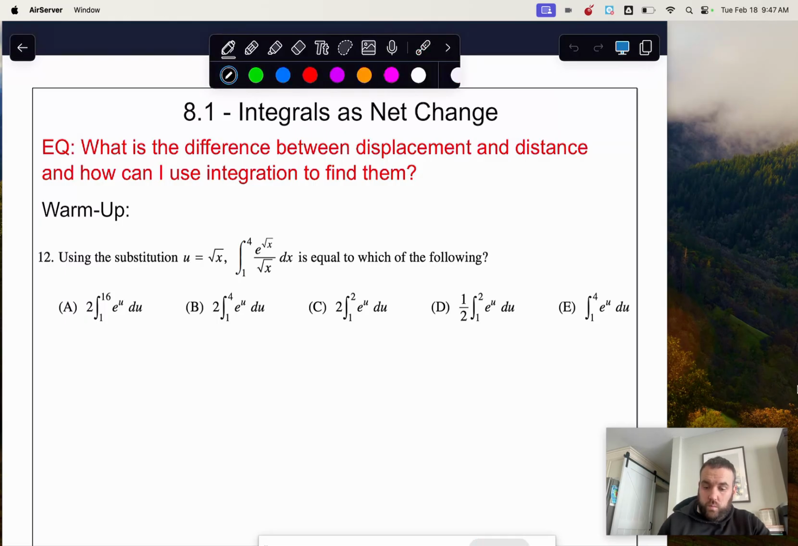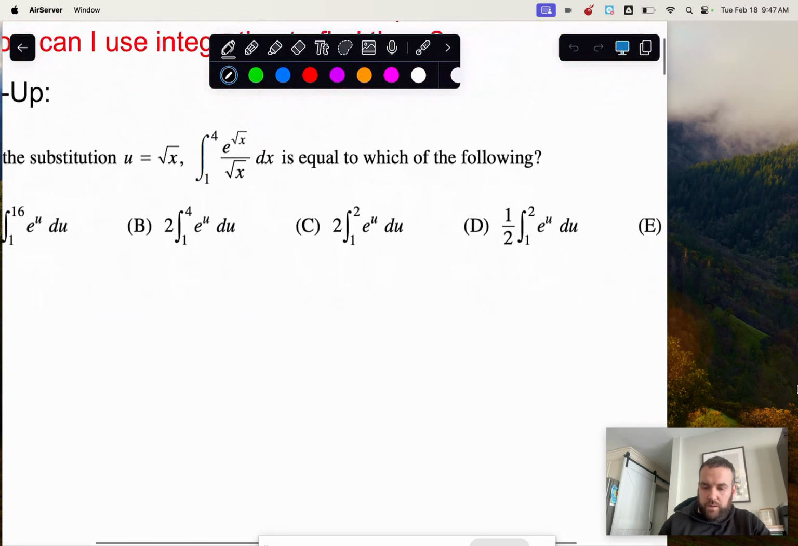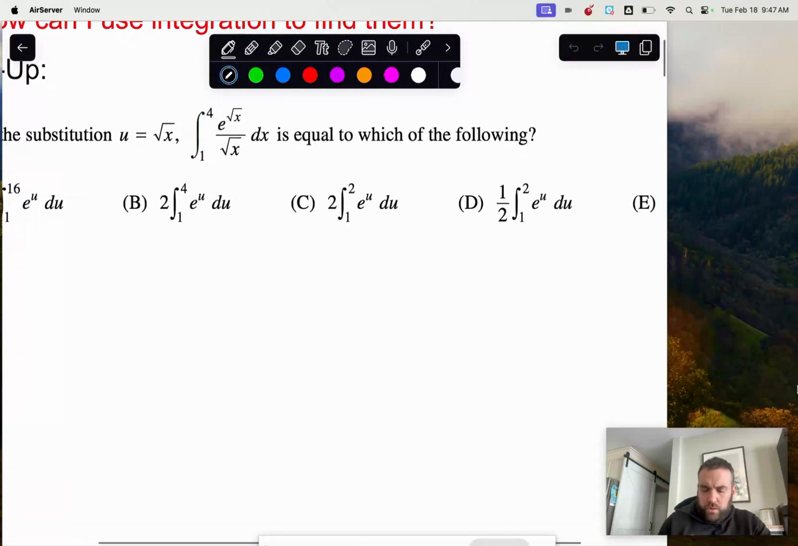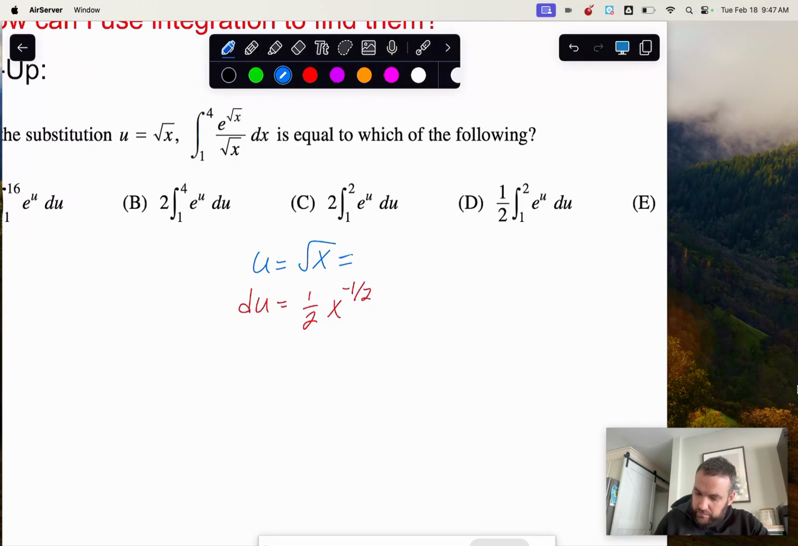But to begin, using the substitution u equals root x, evaluate the integral of e to the root x over root x dx from 1 to 4. So if I let u equal the square root of x, then du should equal 1/2 times x to the negative 1/2, because square root of x is just x to the 1/2 power. Du should also have dx with that.